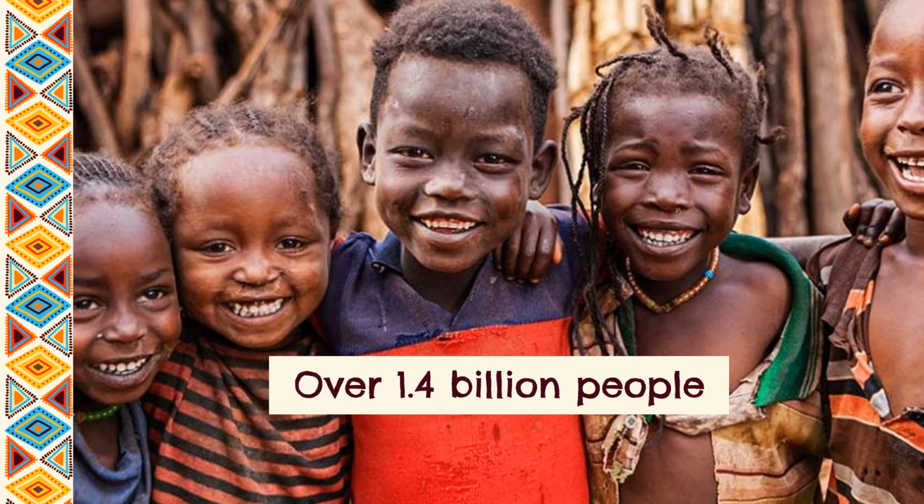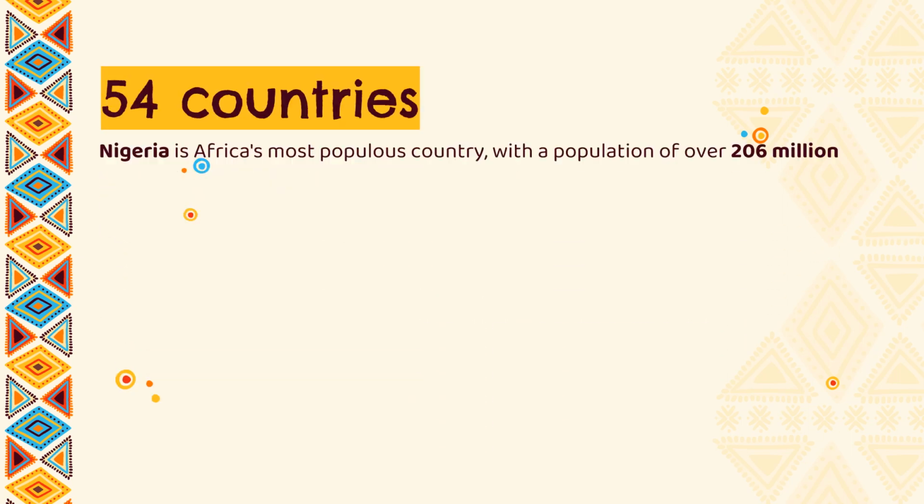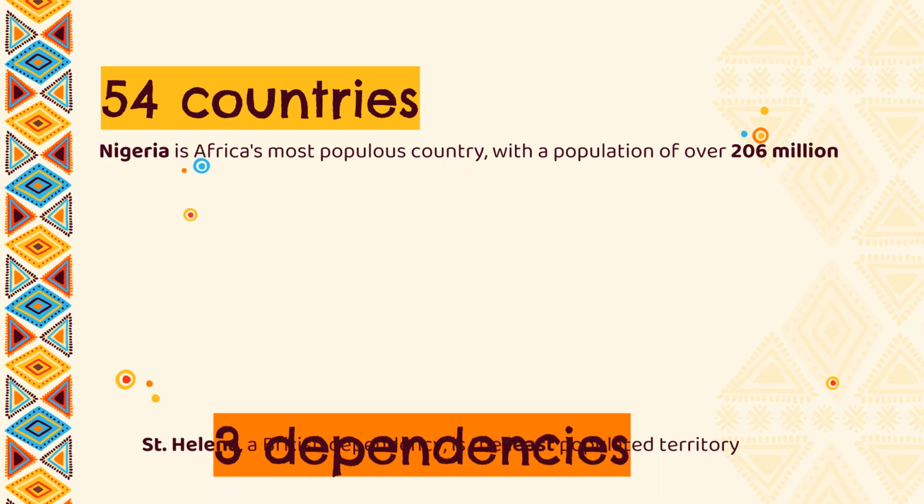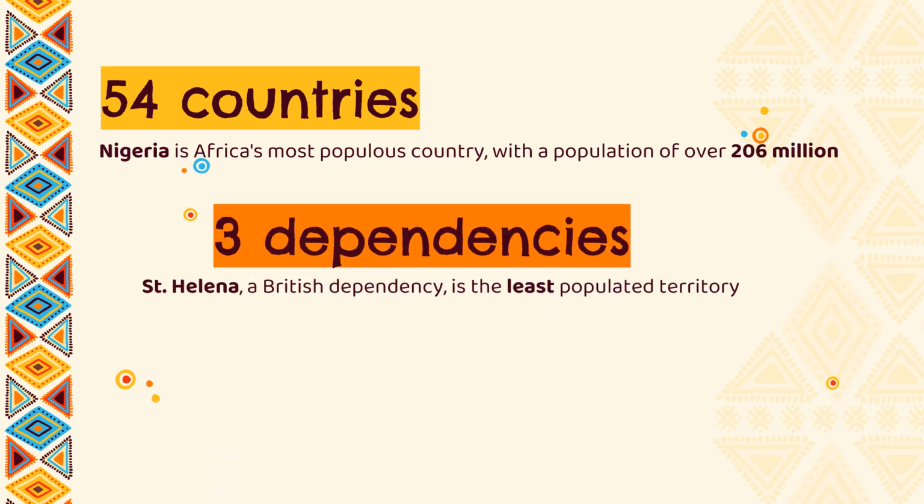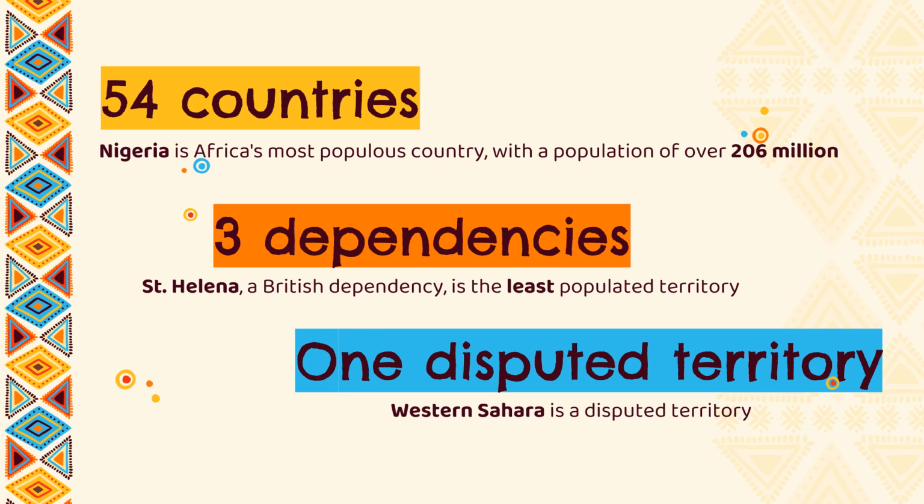Africa has a population of over 1.4 billion people as of April 2024, making it the second most populous continent after Asia. Africa has 54 countries. Nigeria is Africa's most populous country with a population of over 200 million people. Africa also has three dependencies. St. Helena, a British dependency, is the least populated territory. Africa also has one disputed territory. It is Western Sahara.